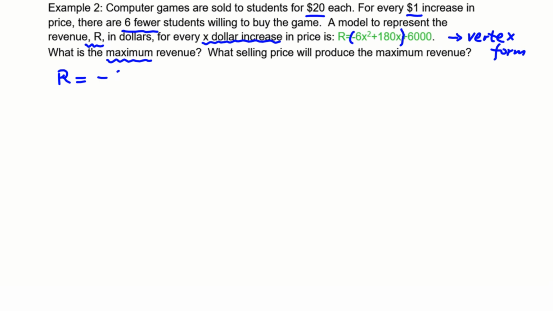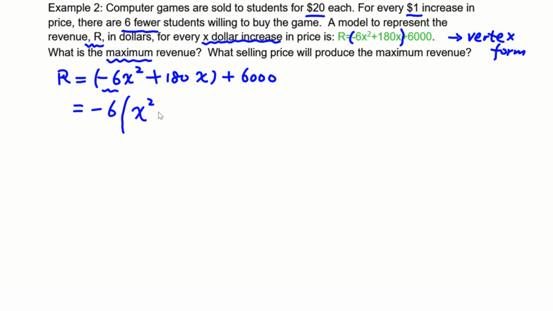It's -6x² + 180x + 6,000. So we take the -6 out. The reason for that is we want the x² inside the bracket, then you will have x times x, the same factors, and you will have a perfect square.